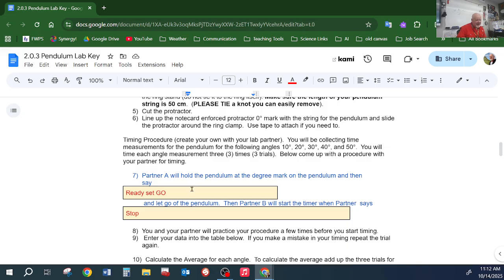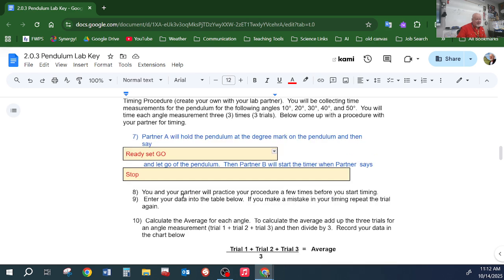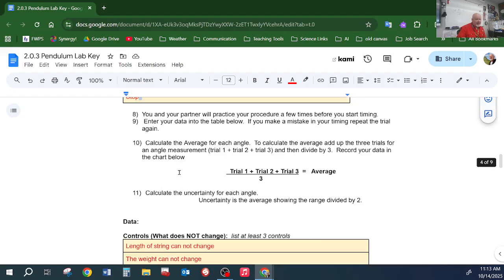This next part was right here. It's just making sure everybody's on the same page. You're going to have one person in the group say ready, set, go. And then they're going to let go of the pendulum and the timer is going to hit start. And then you've got to say the word stop after one full swing has completed. It tells you, you've got to do three trials.